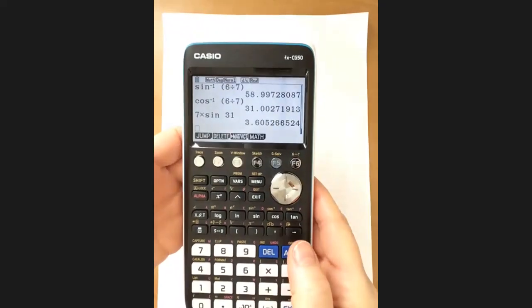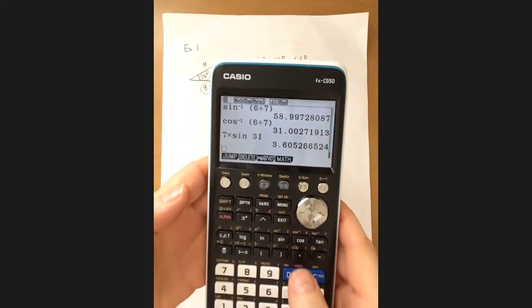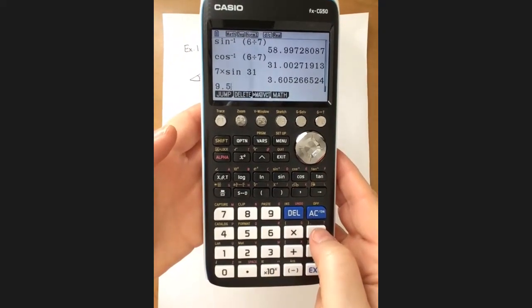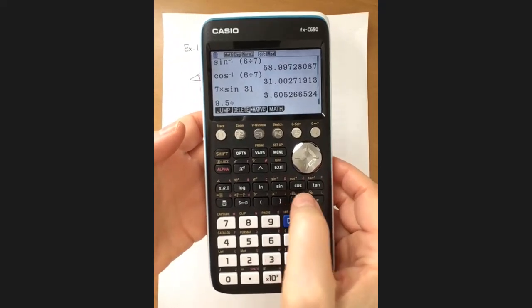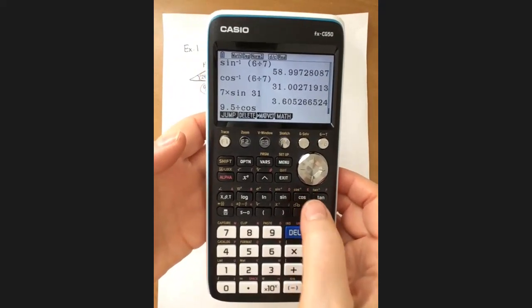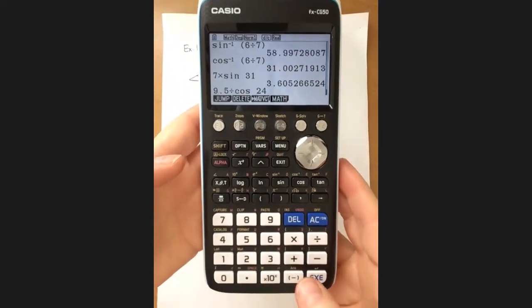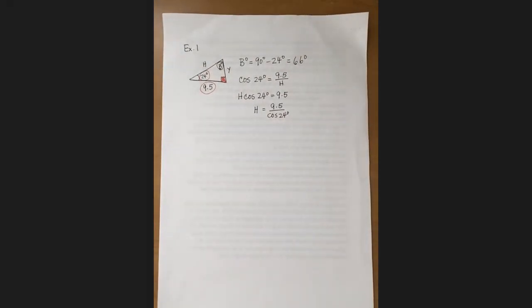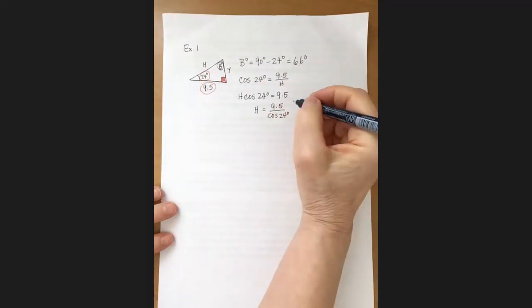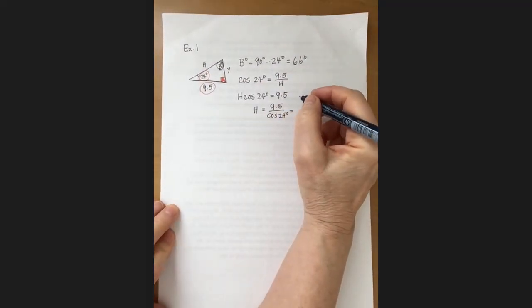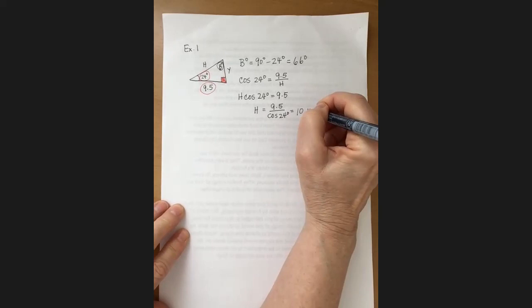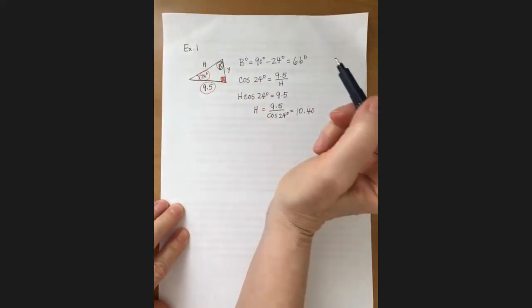So here's how we do it. We put in 9.5 and divided by, and then the cosine is that button that says COS, cosine of 24 degrees. There's nothing else to it. Press the button and we get 10.399. I'm following the convention that Saxon seems to follow of 2 decimal places. So we're going to call that 10.40. And we have found H.